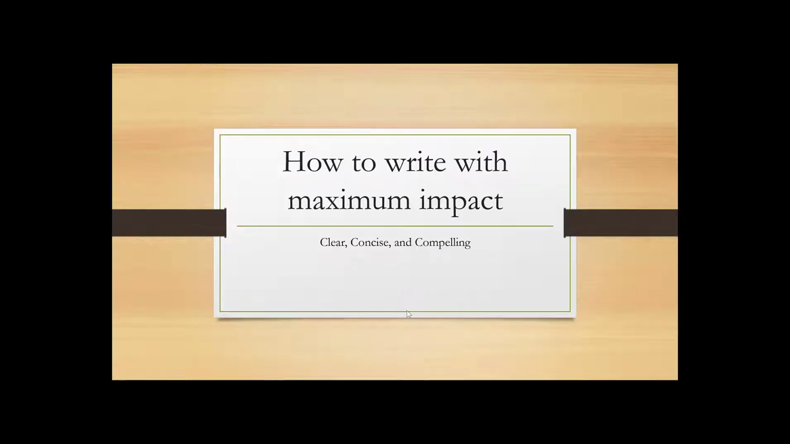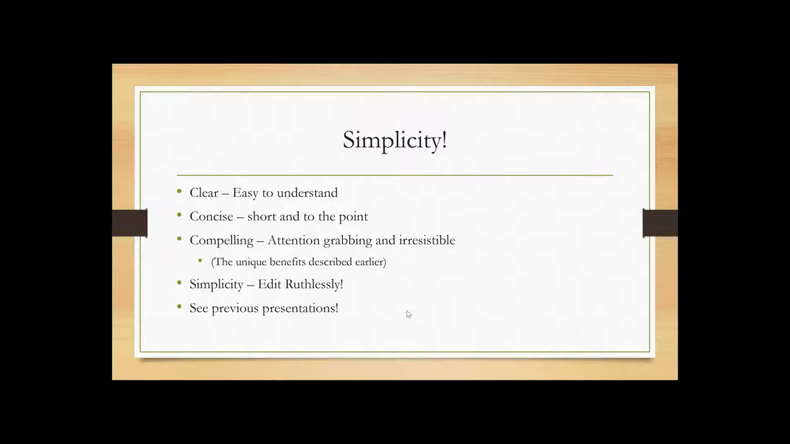So we've spent some time talking about how to write with maximum impact. And again, I've used these ideas of clear, concise, and compelling. So let's just take a deeper dive into that for this summary video. Simplicity is critical. When things are clear, they are easy to understand. And we want things to be easy to understand for the audience.